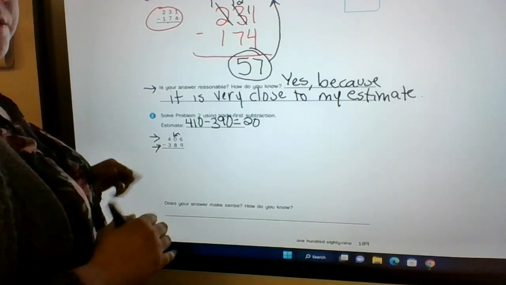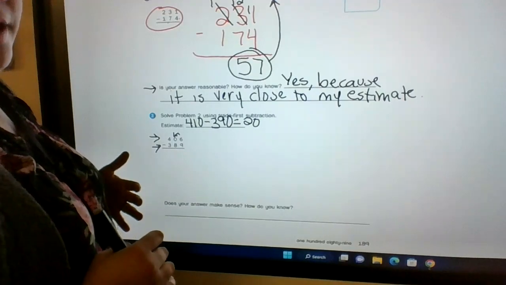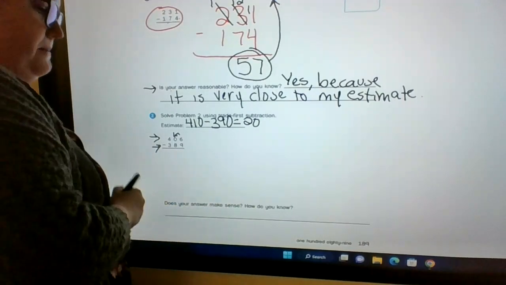Again, if you want to round to the nearest 100, that's fine. But if you round to the nearest 100, you're going to be a little bit further off from your actual answer. Just be ready. Just be prepared for that.